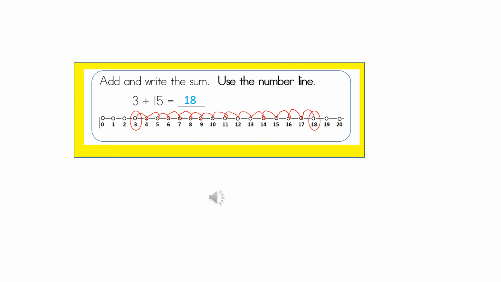So when you're using the number line and you're adding, it's a good idea to start with the bigger number because it doesn't matter which number you start with.